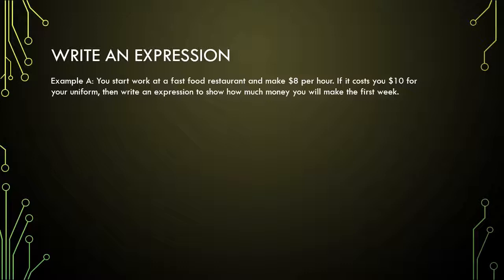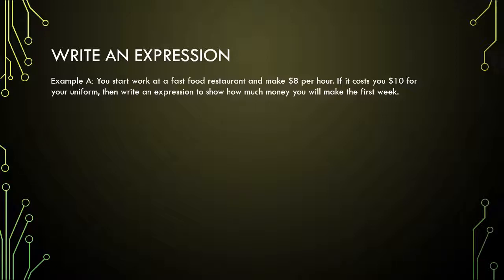Now for our last examples, we're going to write an expression given the situation. Example A, you start work at a fast food restaurant and make $8 per hour. If it cost you $10 for a uniform, then write an expression to show how much money you will make the first week.